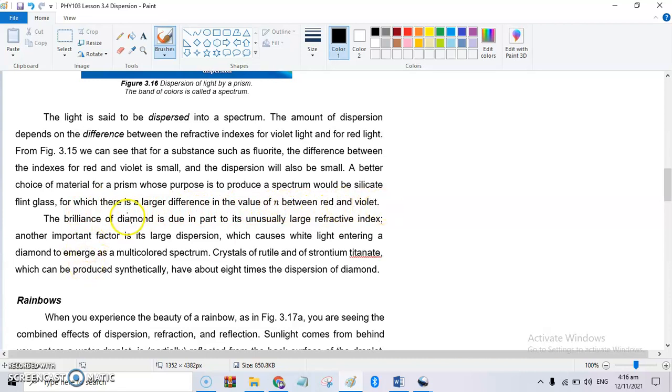The brilliance of diamond is due in part to its unusually large refractive index. Another important factor is its large dispersion, which causes white light entering a diamond to emerge as a multicolored spectrum. Crystals of rutile and of strontium titanate, which can be produced synthetically, have about 8 times the dispersion of diamond. Produced synthetically means they can be produced in a laboratory.